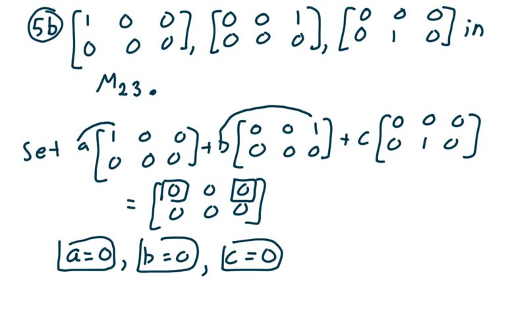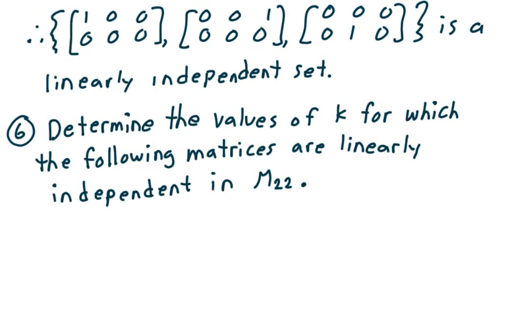So I'm going to take A times the first matrix plus B times the second matrix plus C times the third matrix and set it equal to the 0 matrix. A, B, and C have no choice but to be 0. There's no choice. And so therefore, the set containing these three matrices is a linearly independent set. And that's how you do 5.